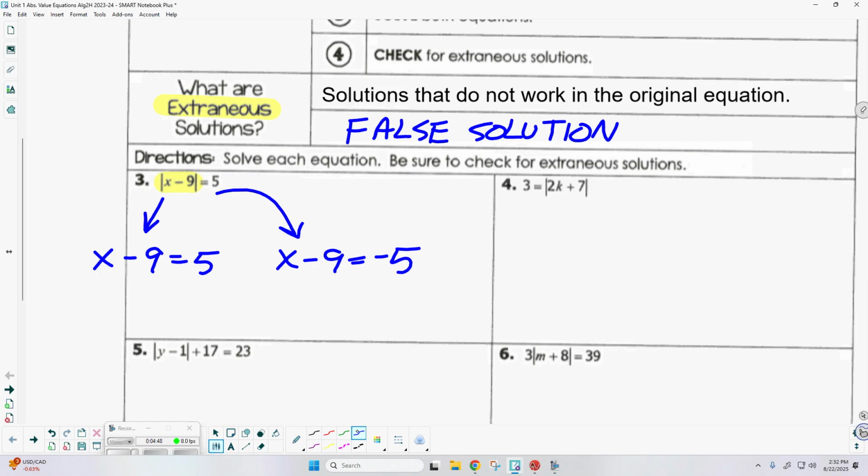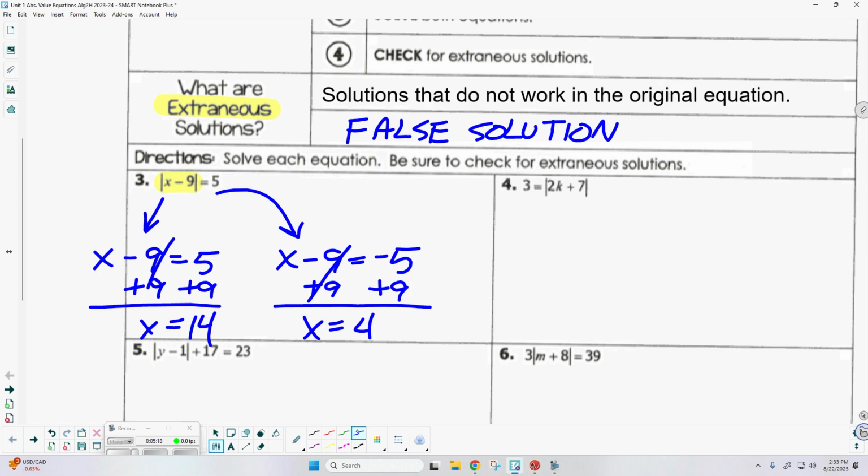Now we'll go back and revisit why we are doing this in the first place, but these are super easy. What's 5 plus 9? 14. Okay. I just want to make sure. So 14 is a possible solution. Now, we do want to check it because it could be false, could be extraneous. And then over here, I'm going to do the exact same thing, but what's negative 5 plus 9 this time? So x equals 4.